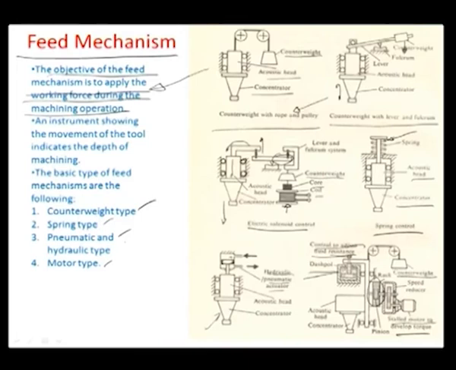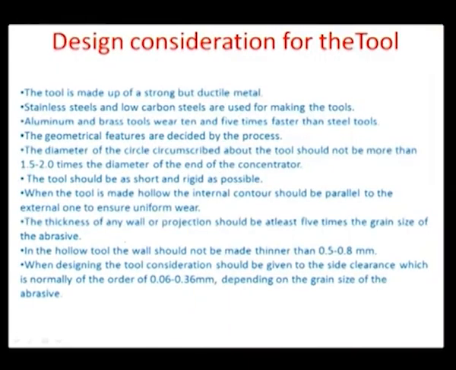The other important aspect of an ultrasonic machine is the design consideration for the tool as such, and the tool is, as you know, a very important component. I told you already, the tool has to be of a strong but ductile metal.